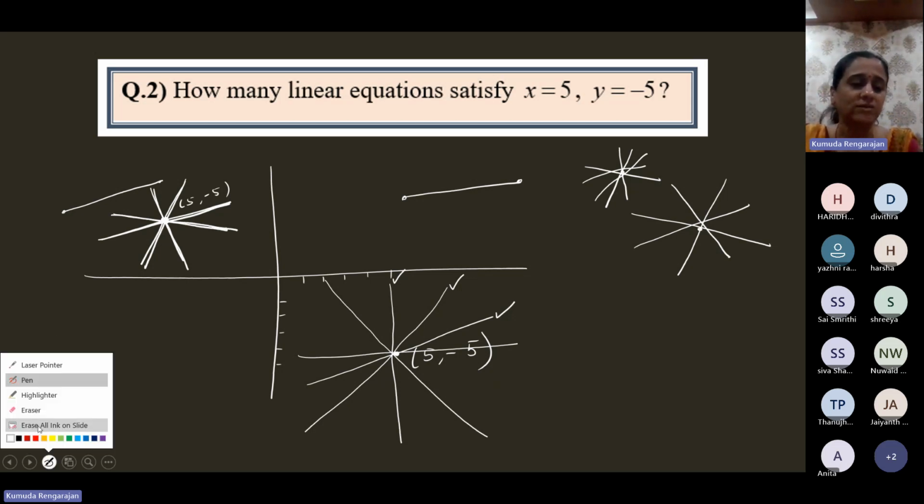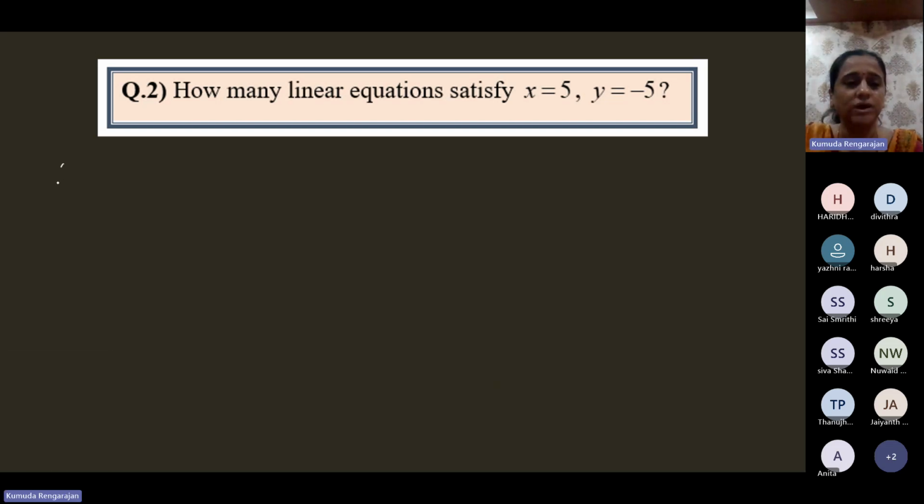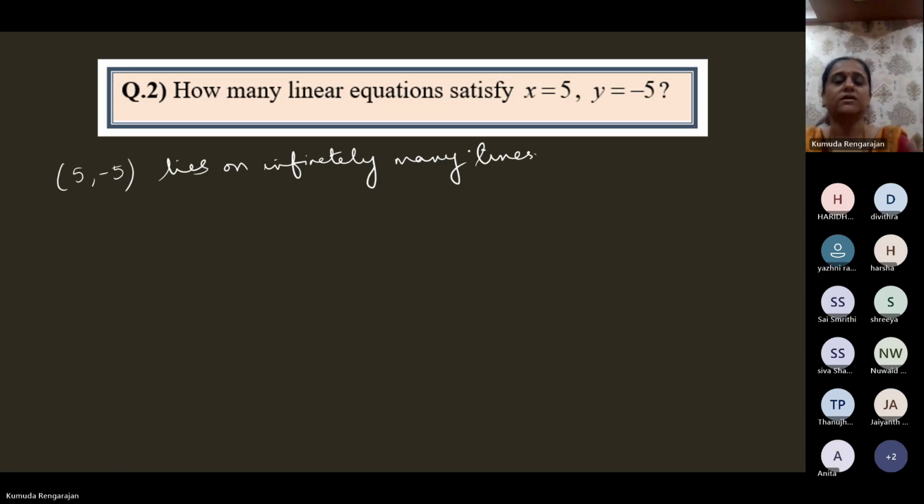The meaning is that this point (5, -5) lies on infinitely many lines. It lies not on one line, two lines, or three lines, but on infinitely many lines. Why? Because this point is here, and I can draw a line passing through it. So (5, -5) lies on this line.